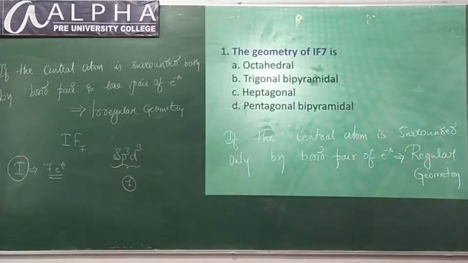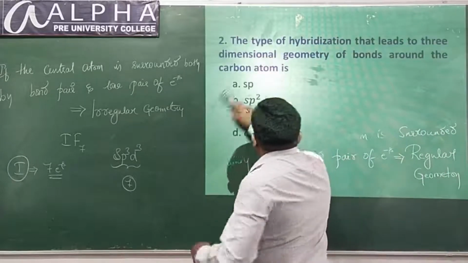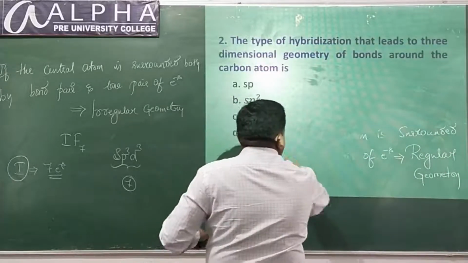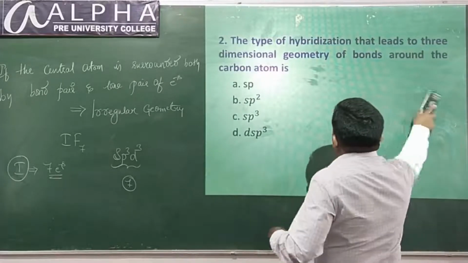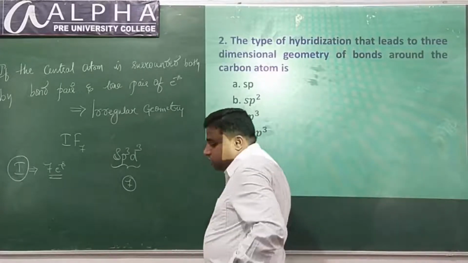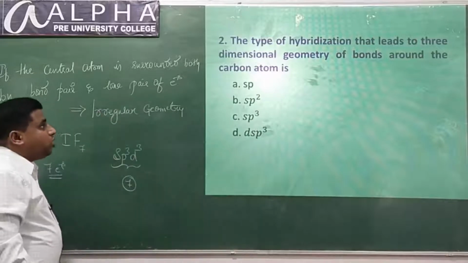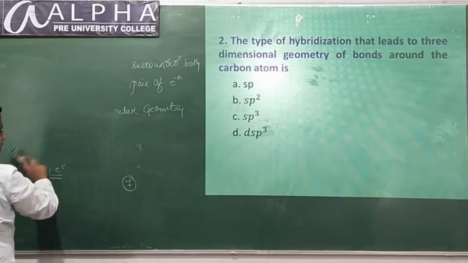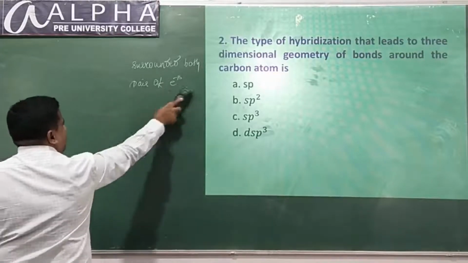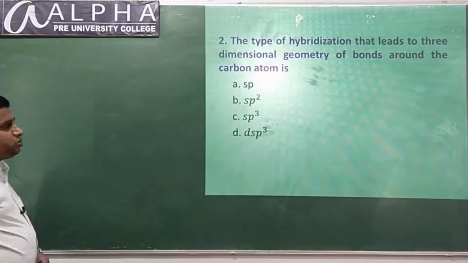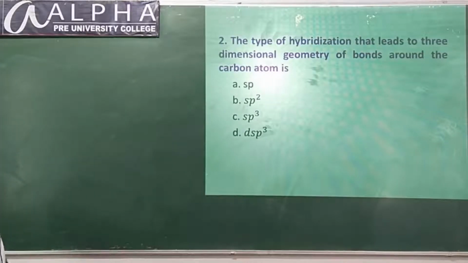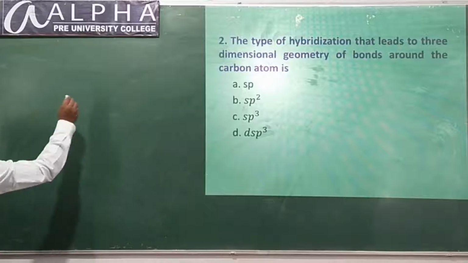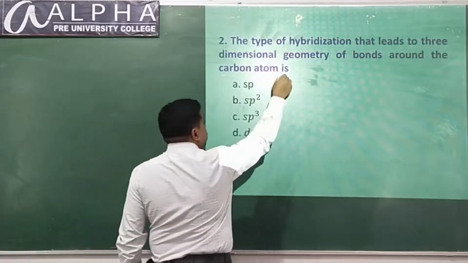The next question is like this: what is the type of hybridization that leads to 3-dimensional geometry of bonds around the carbon atom? Again, the question is on hybridization. See, he is talking about the hybridization of the carbon atom.